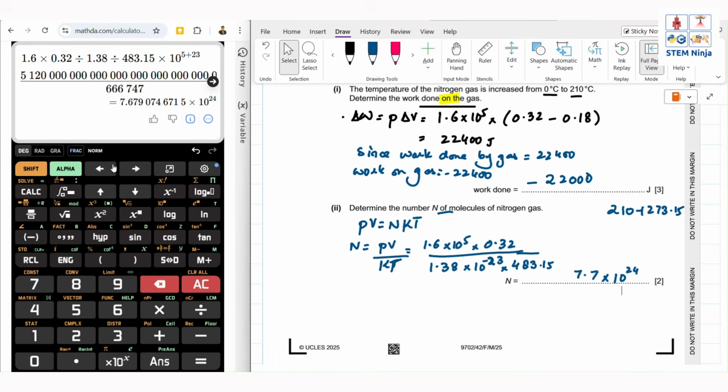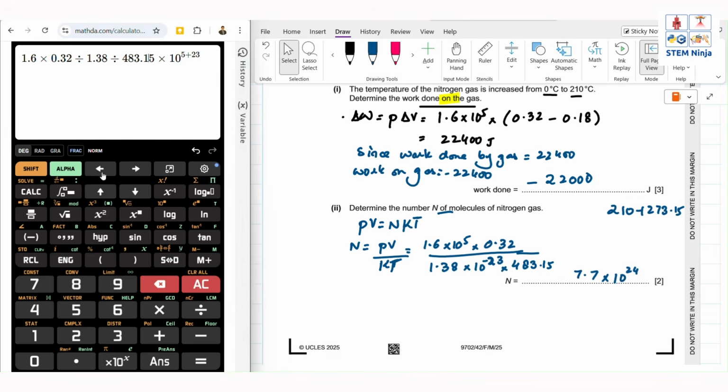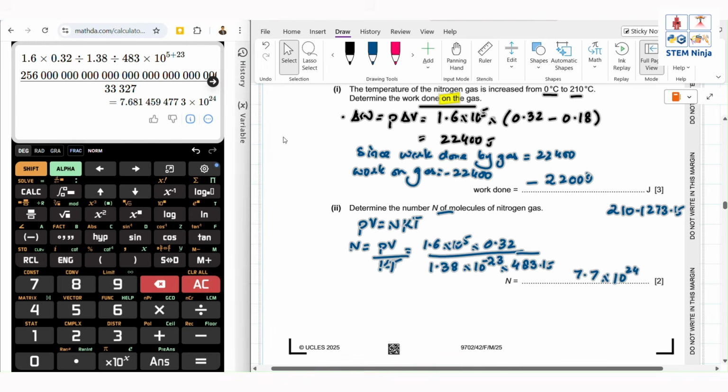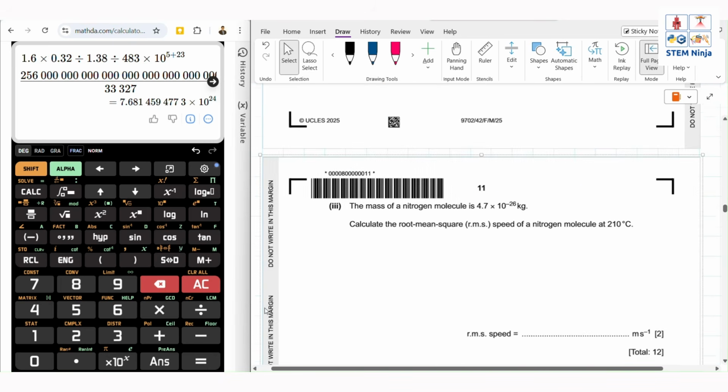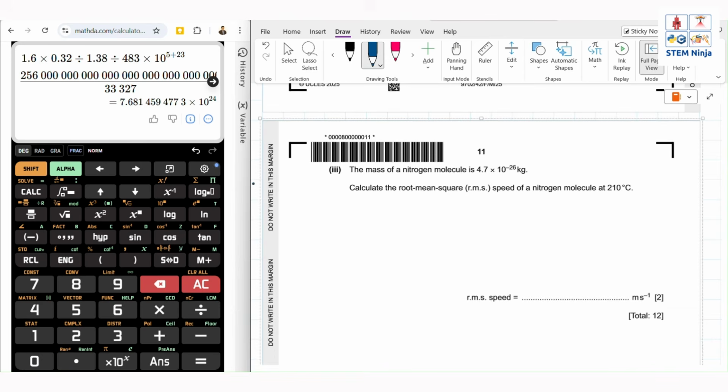If you use the 273, so the 0.15 will be gone, so this would be just 7.68. Again, roughly rounds to 7.7. Okay, right. Okay. So the mass of a nitrogen molecule is this. Calculate the root mean square speed of the nitrogen molecule.